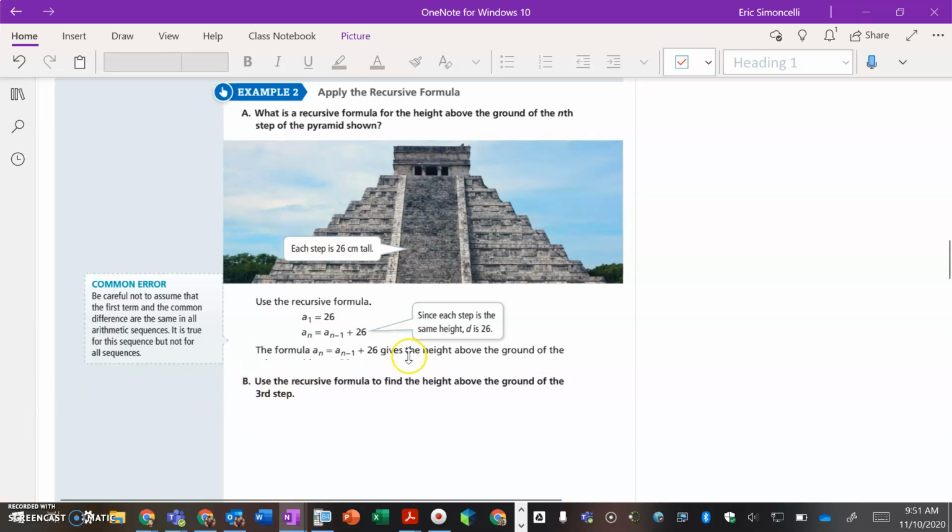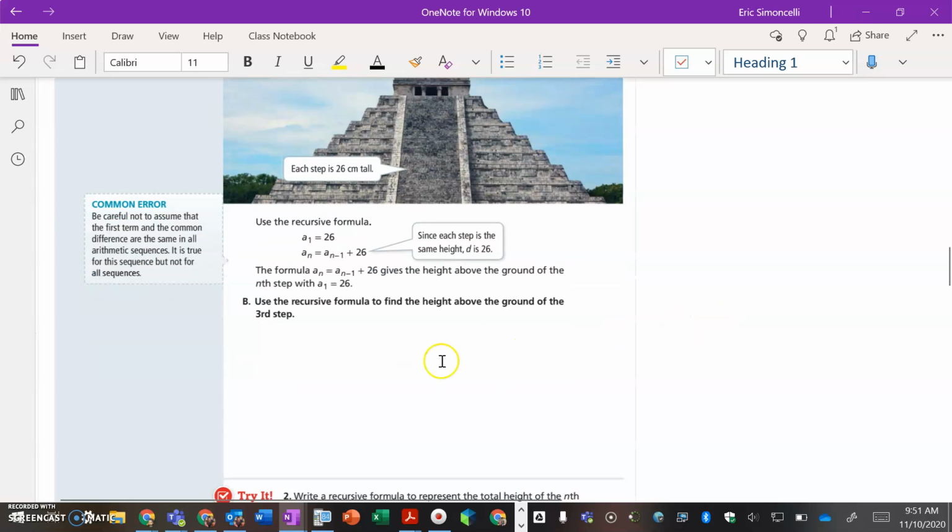Hopefully you can see that that speaks to how you can devise the next term in the sequence. So a sub n equals a sub n minus 1 plus 26. It gives the height above the ground of the nth step, with the first term again being 26. So we're going to continue to add 26. If we start with 26, we add 26, we add 26, we add 26, and so on and so forth.